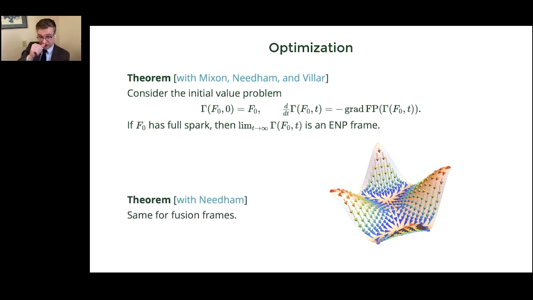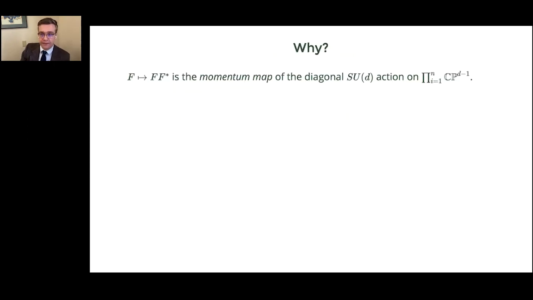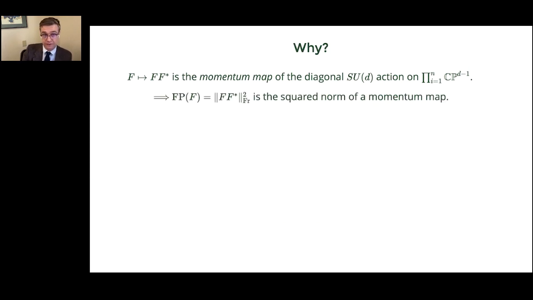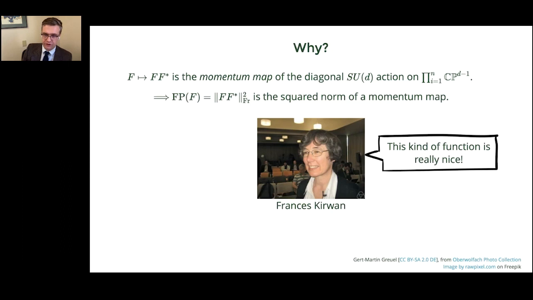And with Needham, we also showed that the same is true for something called fusion frames, which I don't want to talk about, but are a generalization of frames to another setting. And let me not say very much other than that this function was the squared norm of FF star, and FF star, we said, is a momentum map. So this function is like the squared norm of a momentum map. And there is Frances Kirwan's fantastic book on quotients. Maybe the one sentence summary is: this kind of function is awesome.